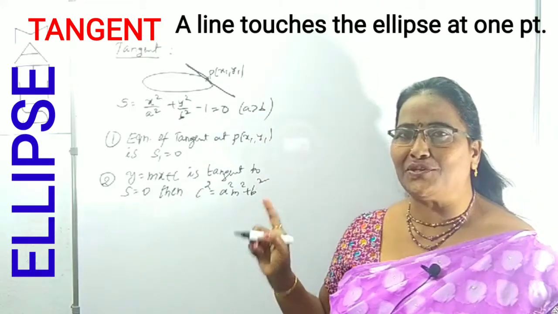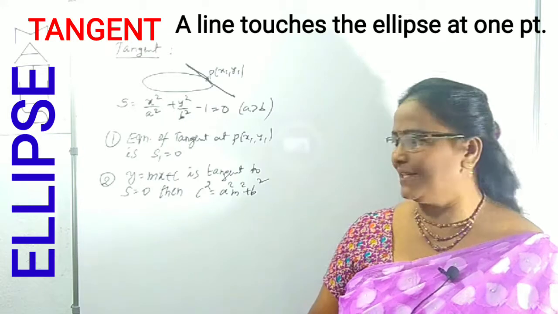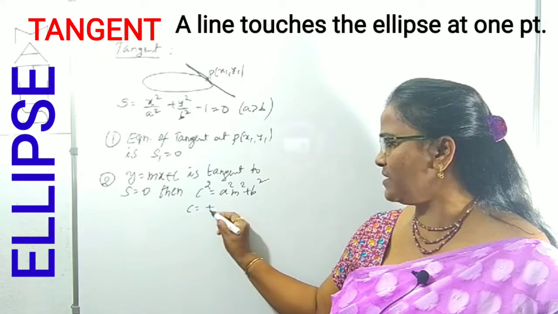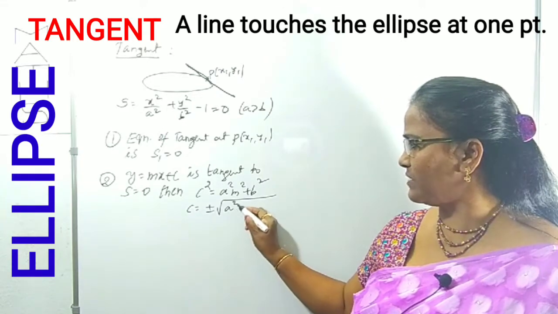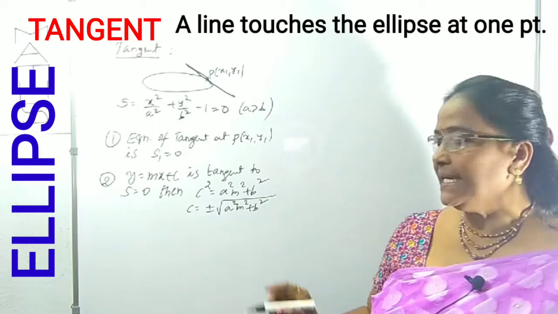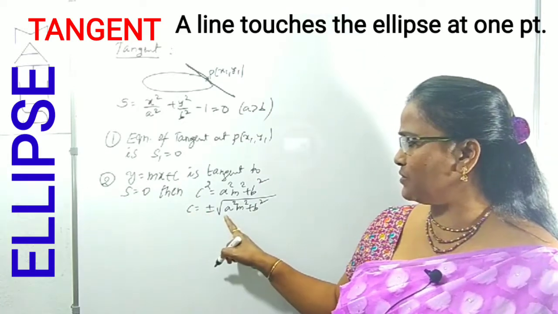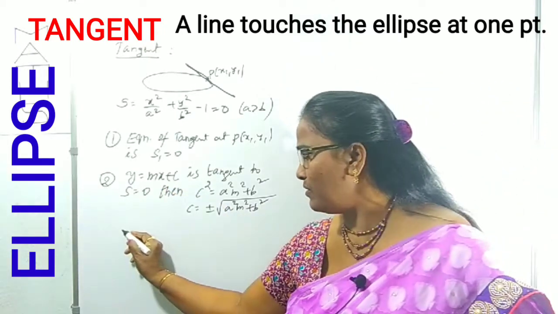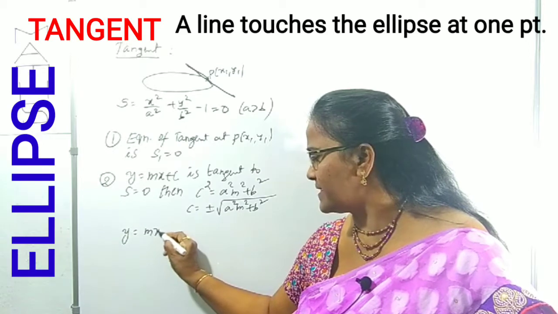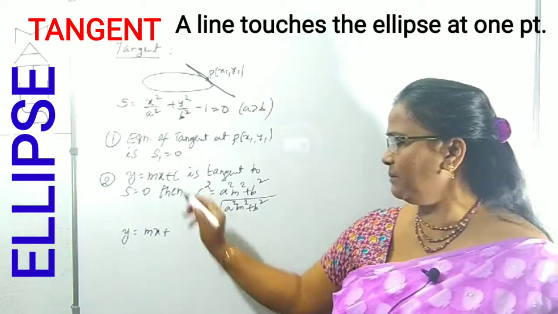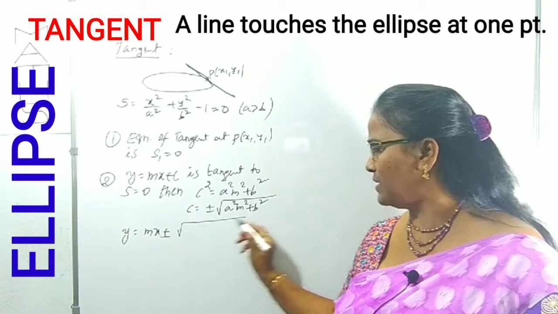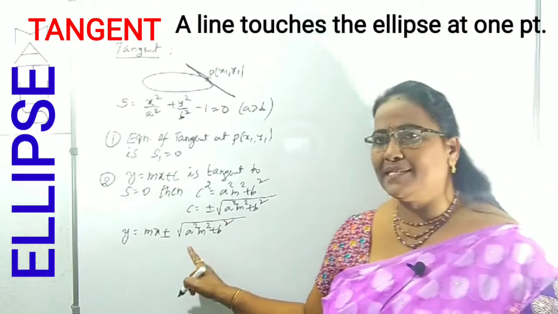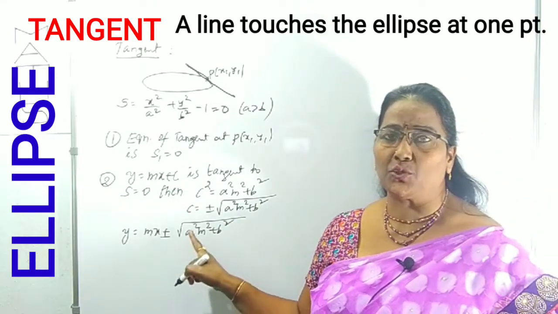All these tips and tricks you have to know first to crack the solutions easily, right? c square equals a square m square plus b square. Indirectly, c equals plus or minus root over a square m square plus b square. If the condition is c equals plus or minus root over a square m square plus b square, then the equation of this tangent becomes y equals mx plus or minus root over a square m square plus b square, writing this in place of c. This is simply known as the equation of tangent in slope form.